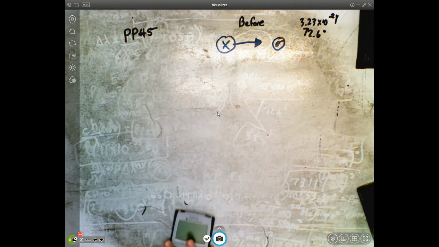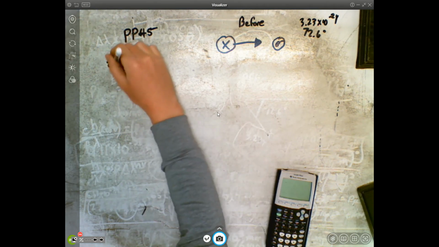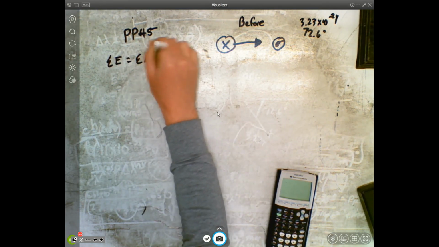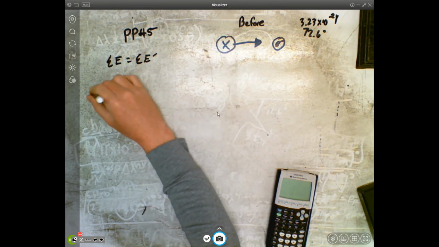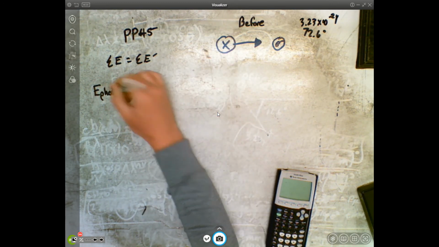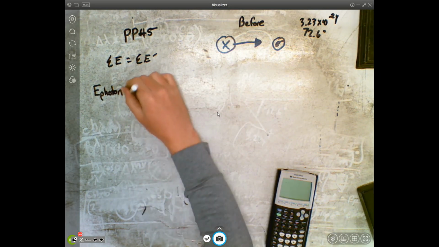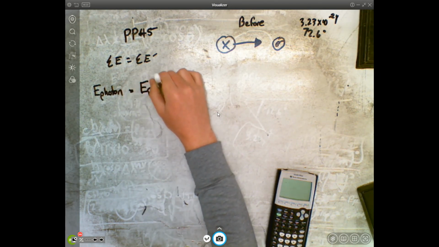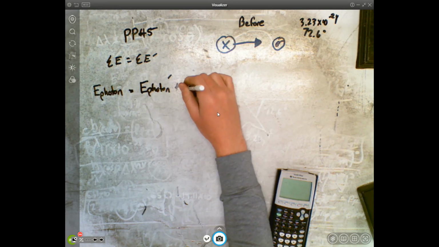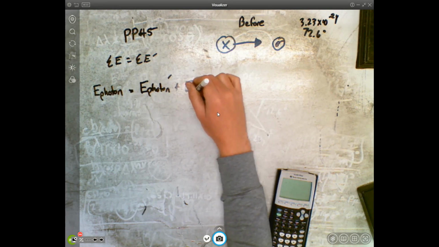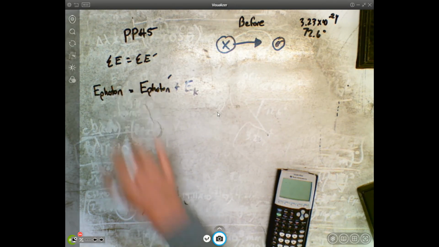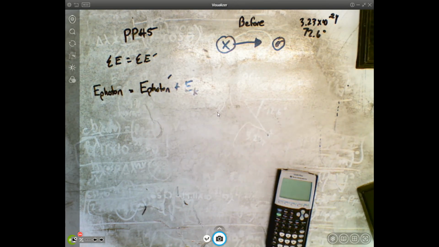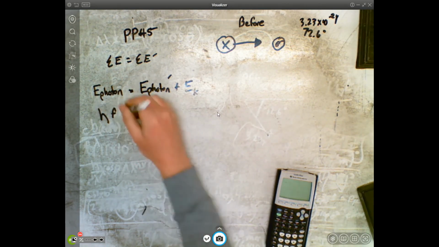With physics principle number 5, we say that our energy before equals our energy after. So before, we have our photon energy, and then after, we have our photon energy after, and we have the kinetic energy of our electron after. So the energy of the photon is just hf.